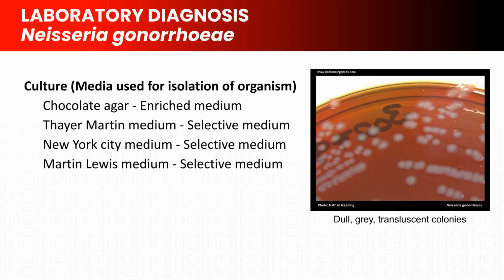Culture has several advantages. It provides definitive diagnosis, allows antimicrobial susceptibility testing, and has high specificity when properly identified. However, culture has limitations. It requires viable organisms, so specimens must be fresh and properly transported. It takes 24 to 72 hours for results, and sensitivity can be as low as 80 to 90% due to the fastidious nature of the organism.